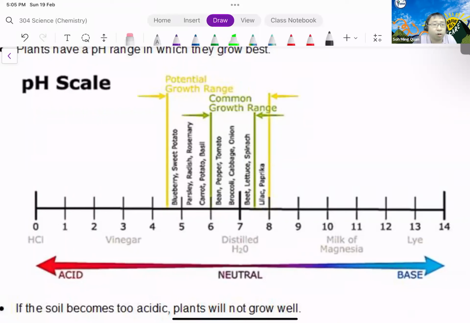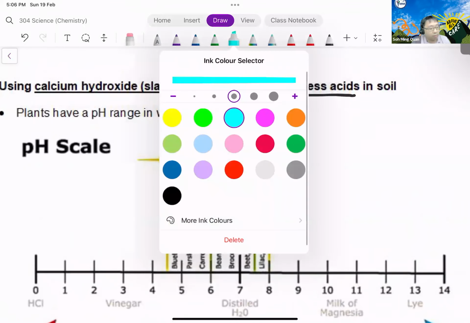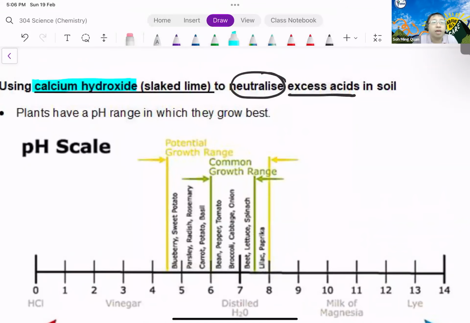So what happens if the soil is too acidic? Let's say if the soil is pH 4, plants don't grow. How can you increase the pH? To increase the pH means make it less acidic. You want to neutralize the excess acid in the soil. Too much acid already. You want to neutralize it. How? We will add calcium hydroxide. Calcium hydroxide is used to neutralize the acids in the soil.